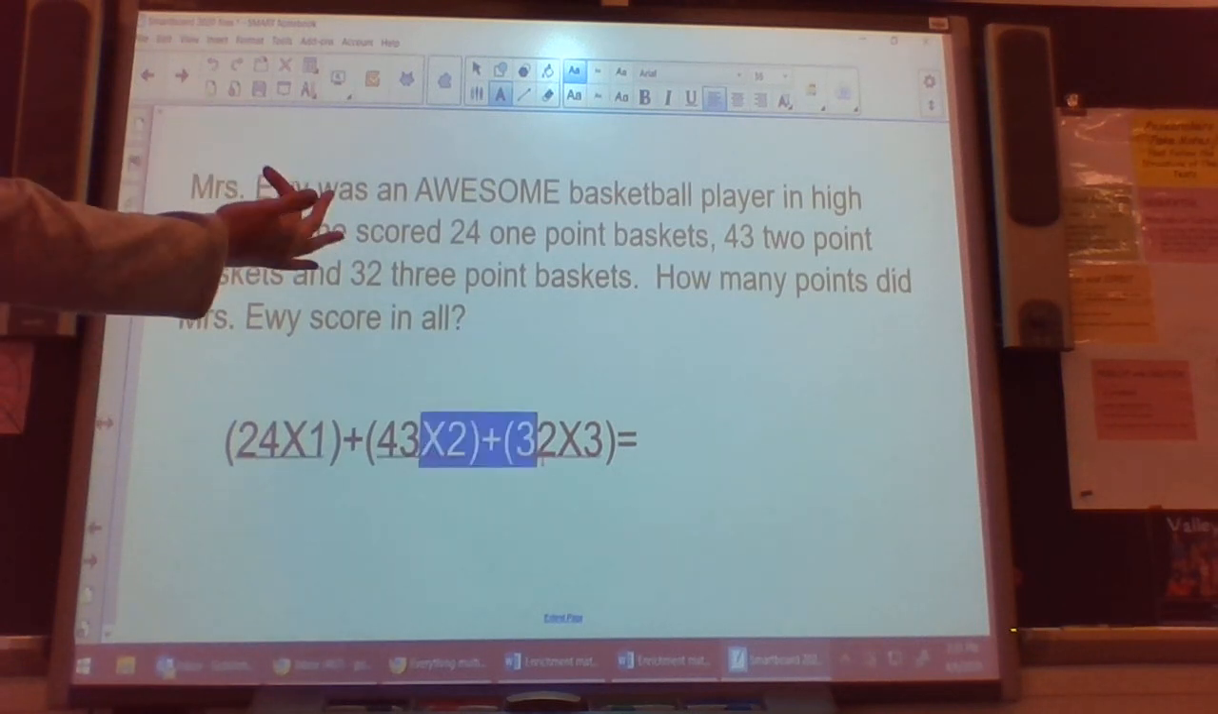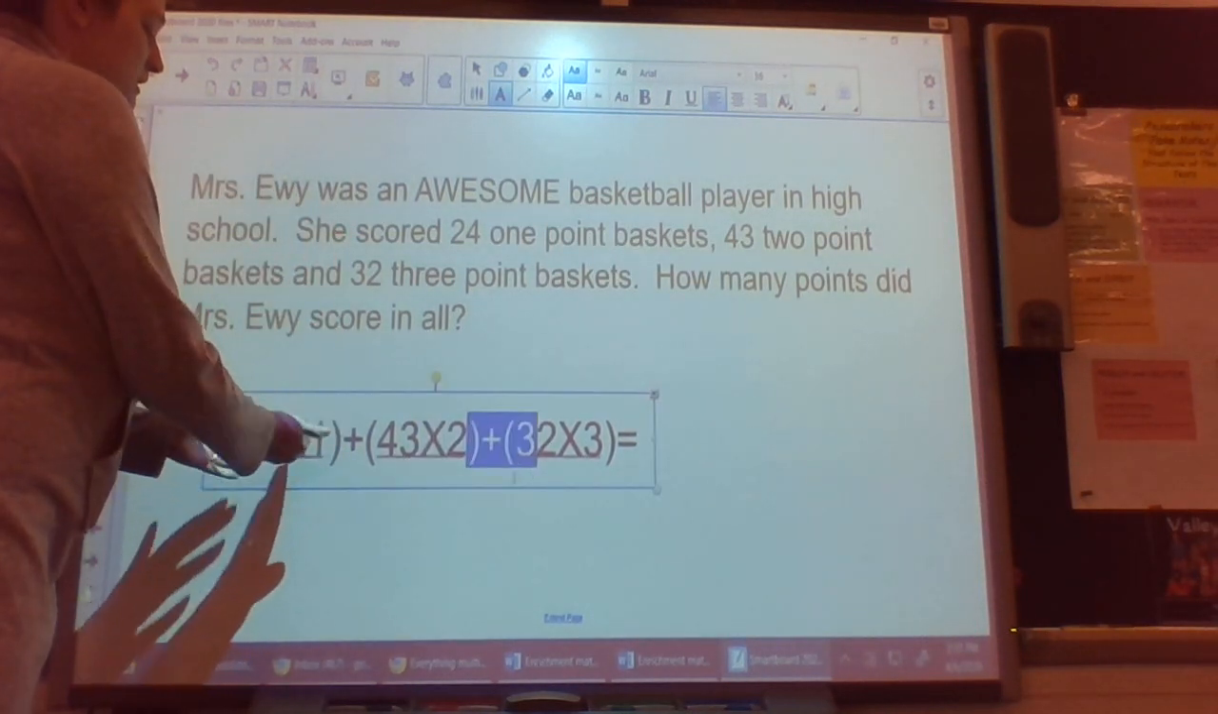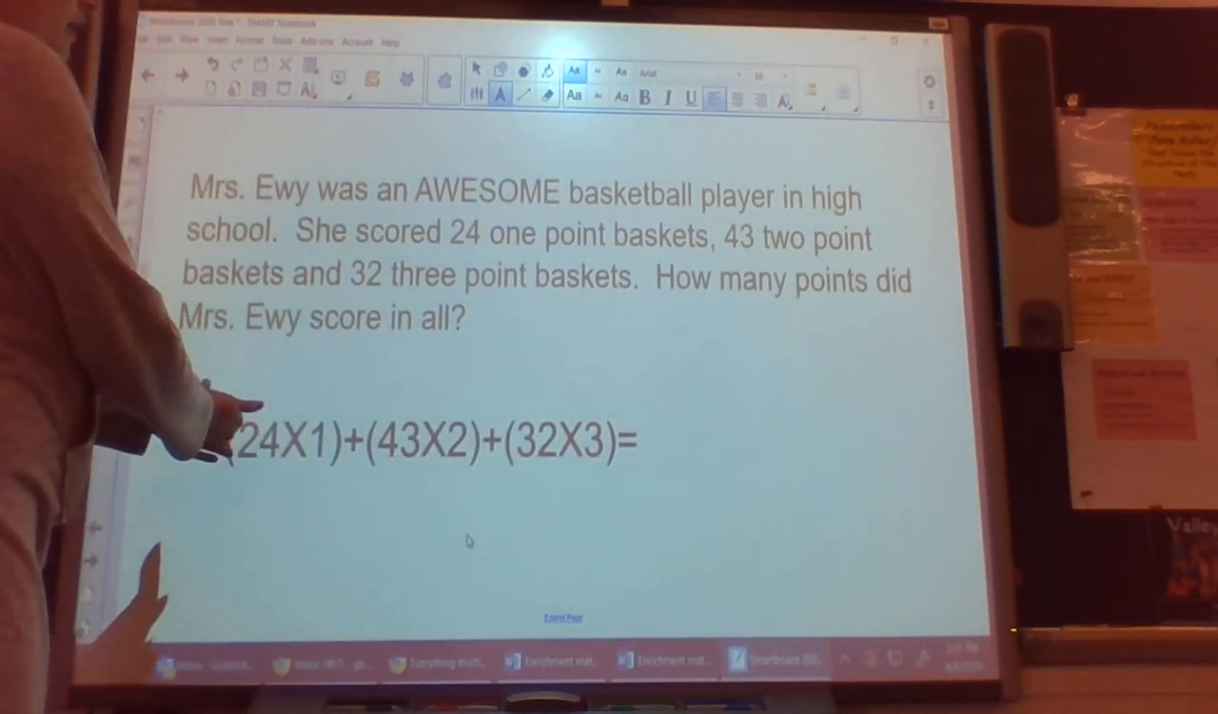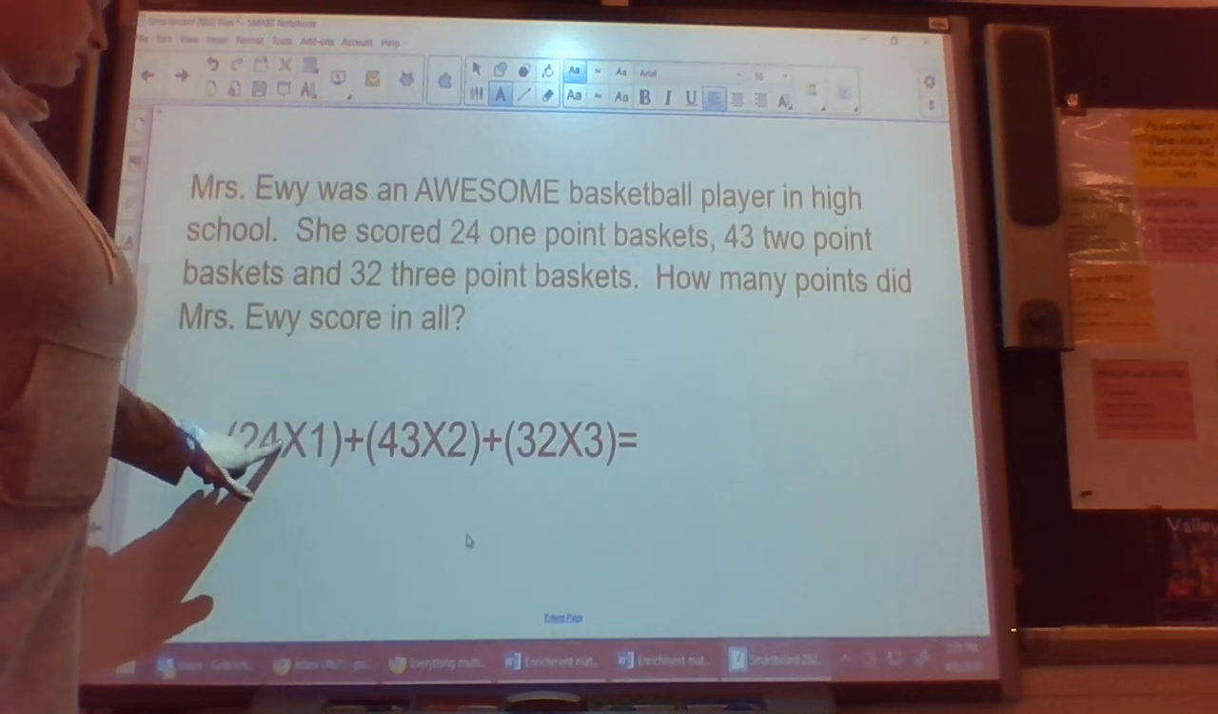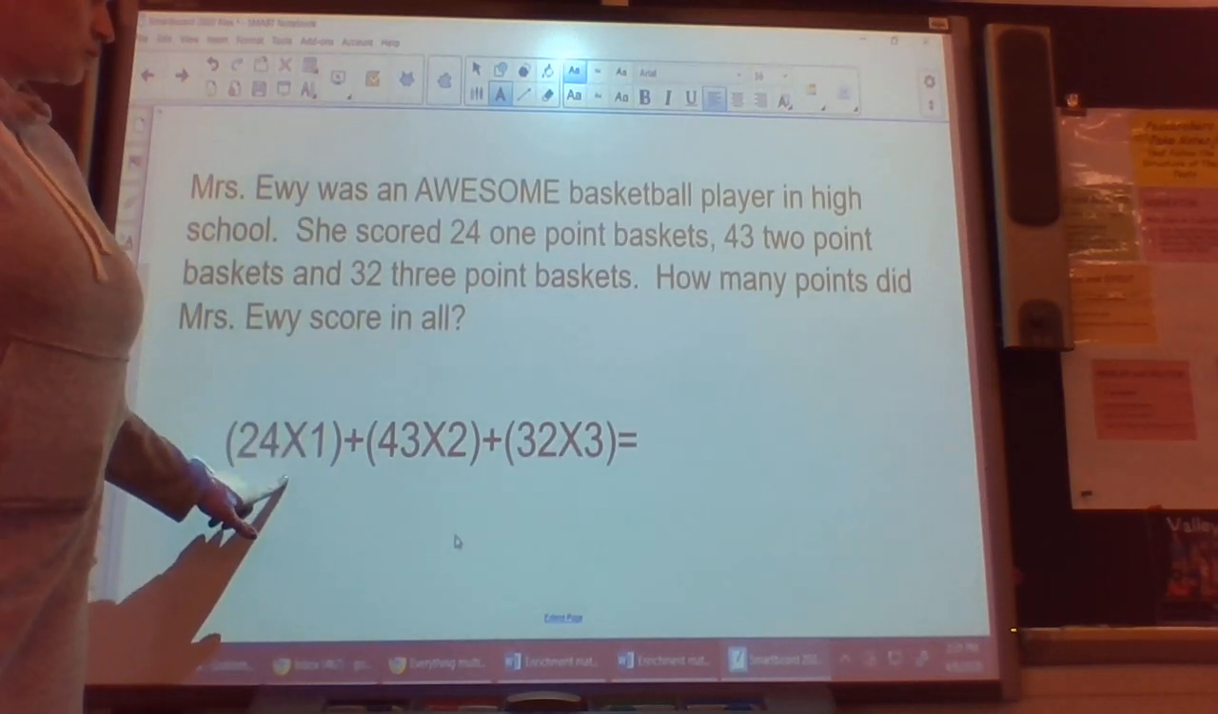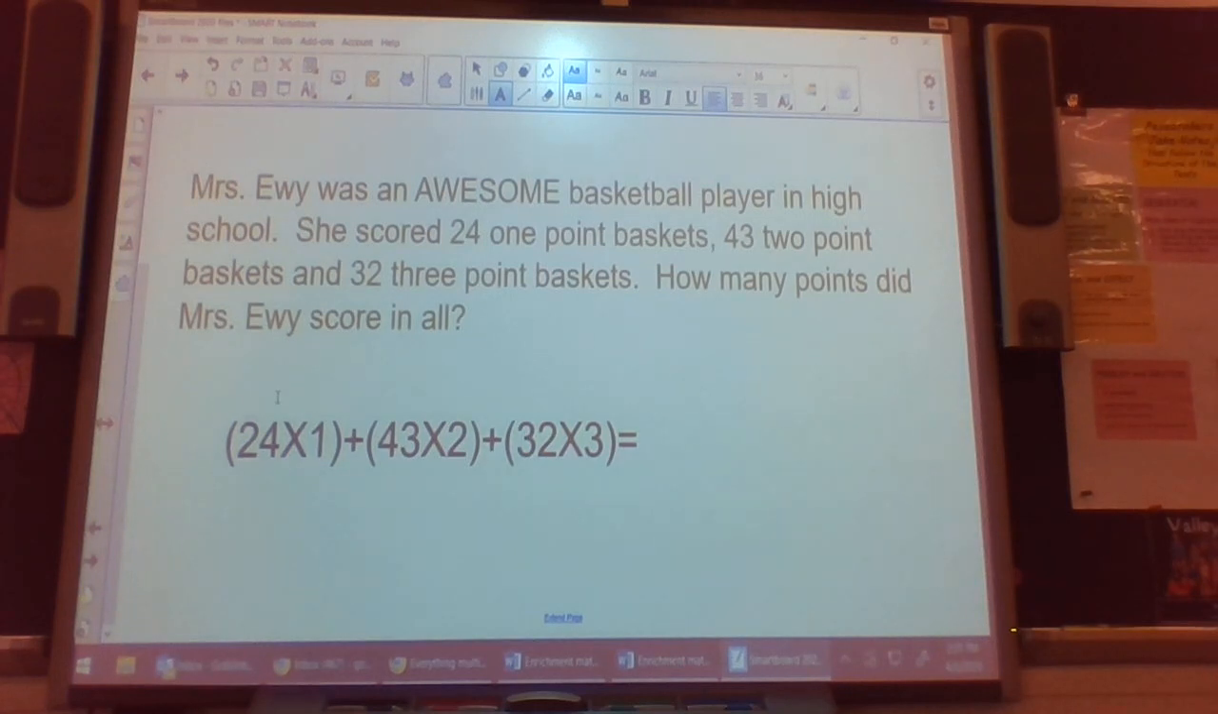Just like we've talked about, when you see it in parentheses, that's telling you that you need to solve those two together. So 24 times 1, that's going to give me 24.